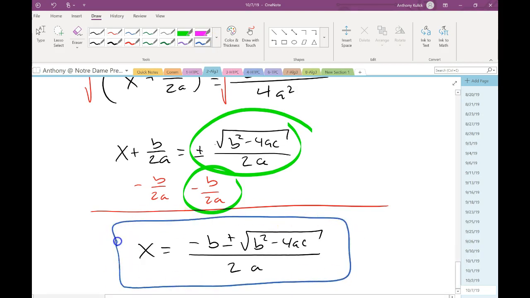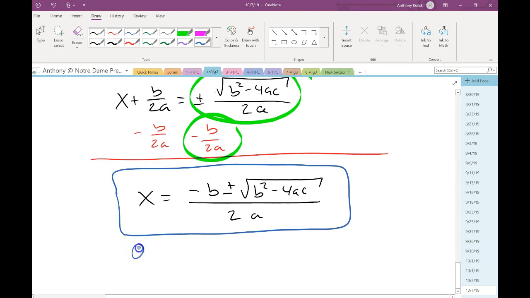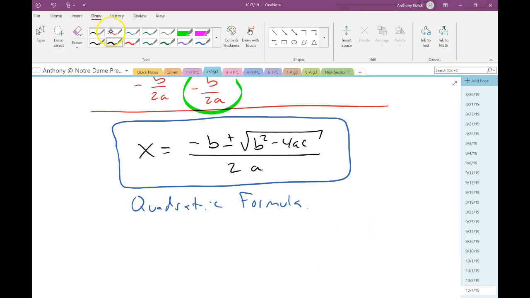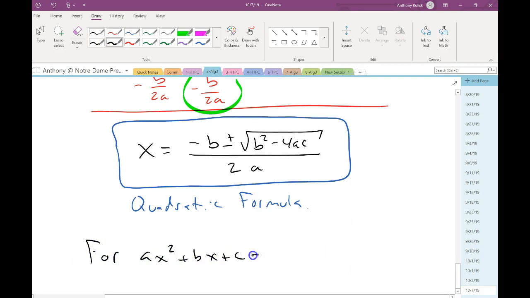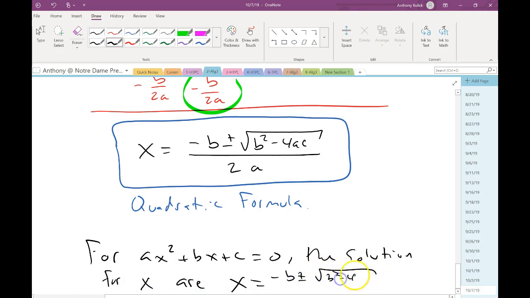Does anybody recognize this? Yeah. This has a name, does it not? This is called the quadratic formula. And what it says is that for ax squared plus bx plus c equal to 0, the solutions for x are x equals negative b plus or minus the square root of b squared minus 4ac, all over 2a.